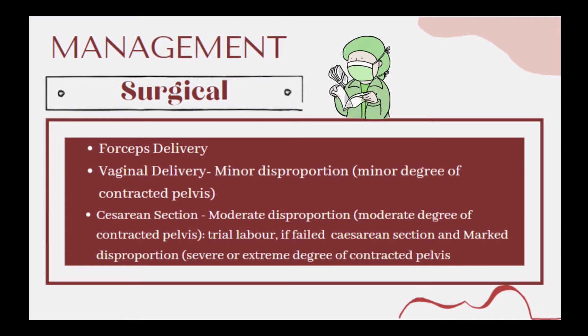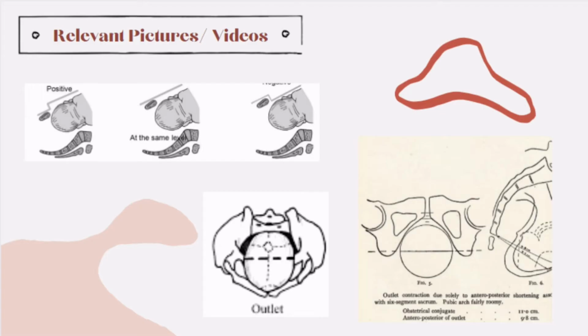Lastly is the surgical management. So first is forceps delivery. Next is vaginal delivery for minor disproportion or minor degree of contracted pelvis. Next is the cesarean section for moderate disproportion or moderate degree of contracted pelvis if trial of labor has failed, and marked disproportion or severe or extreme degree of contracted pelvis. Here are some relevant pictures for outlet contraction.